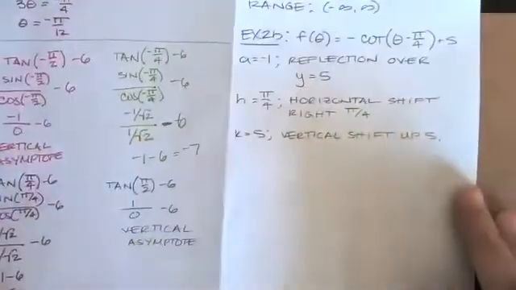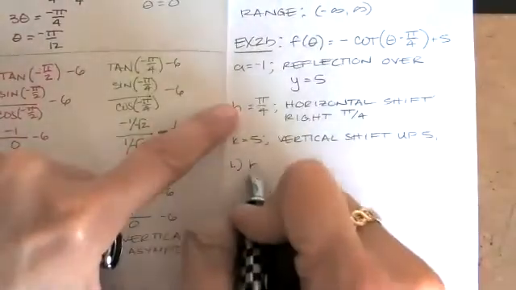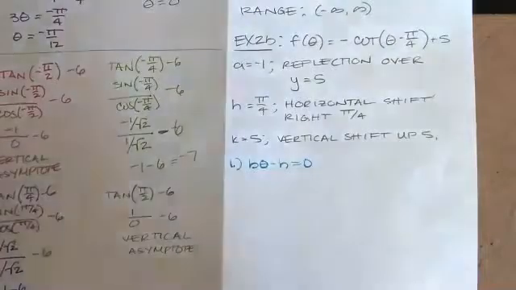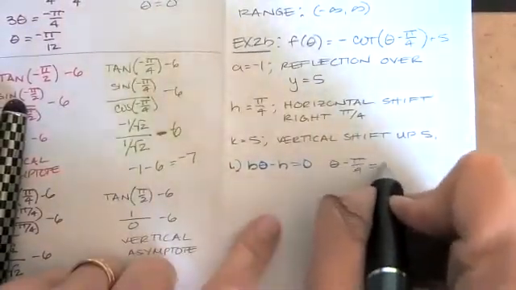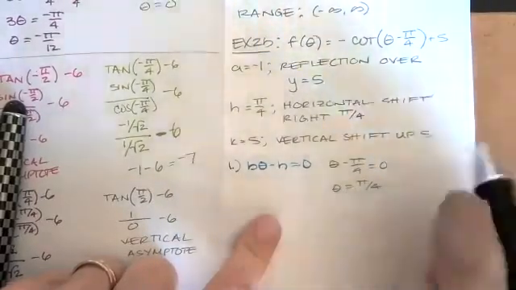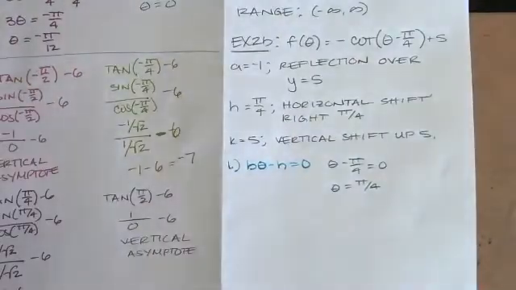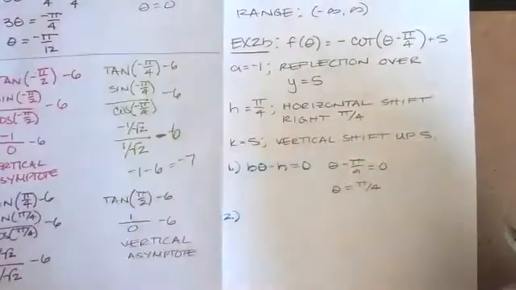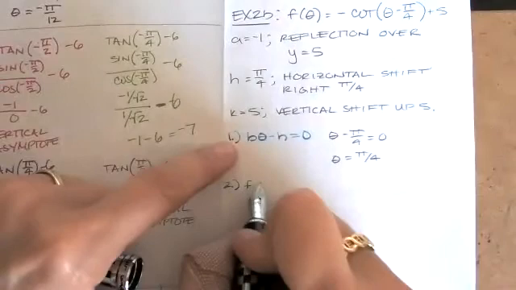Let's figure out b theta minus h equals 0. This is fairly obvious, I think. Theta minus pi over 4 equals 0, or theta equals pi over 4. Again, that just confirms what we said in our horizontal shift, so that's nice to have that affirmed. The second step is we'll plug that in and see what we get.